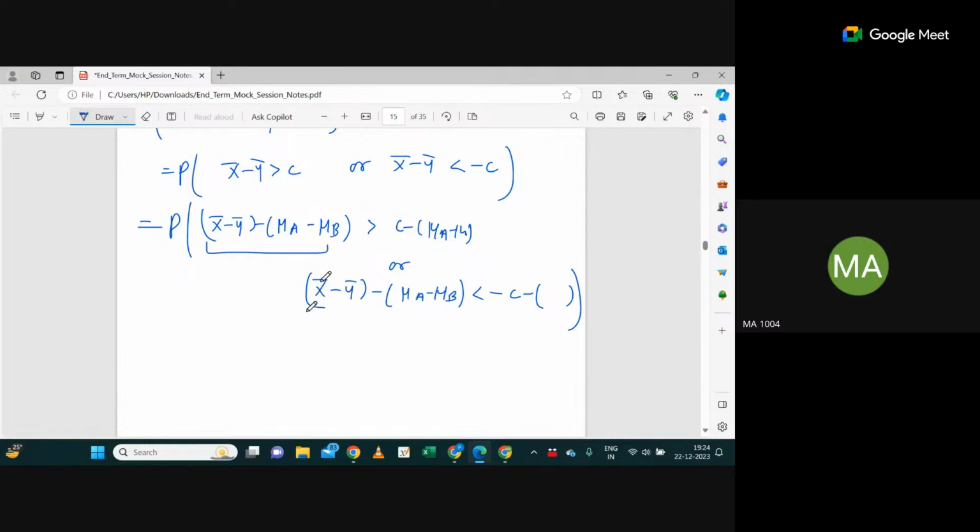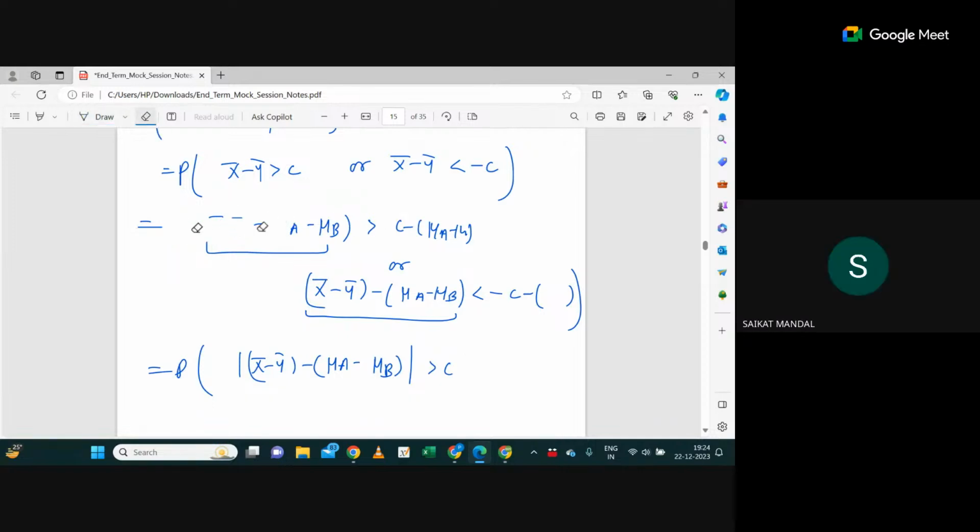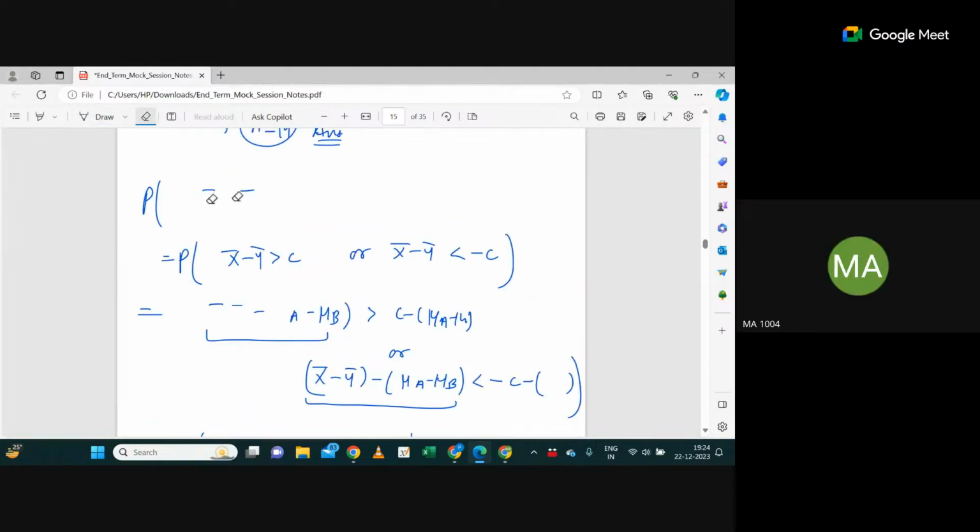The same thing. Now these things I can write in modular sign. That's all. Got it? Okay, understood. Clear. Okay, thank you.